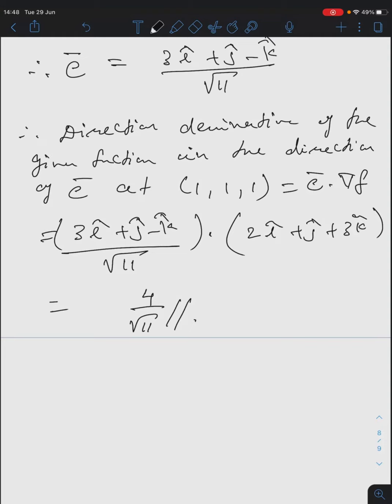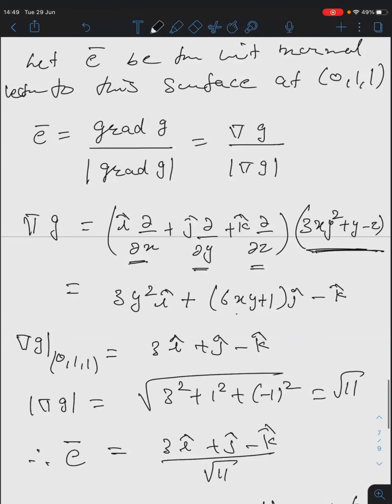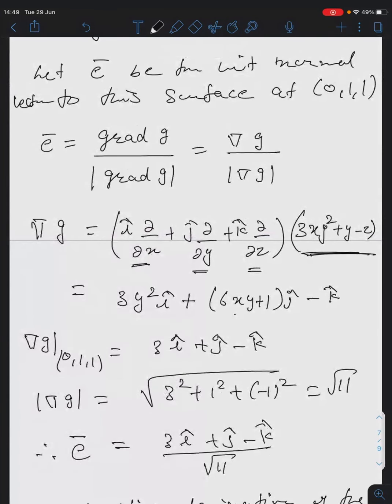Understood? So this is how you find the unit normal vector to the given surface at a given point. If a surface is given, you can always calculate a unit normal vector to it at any given point, and further you can find the directional derivative in the direction of that unit normal vector. It can be any surface, so you can try them.